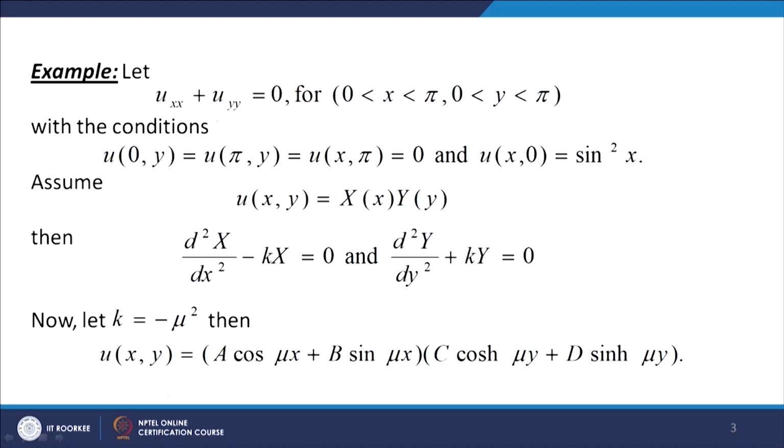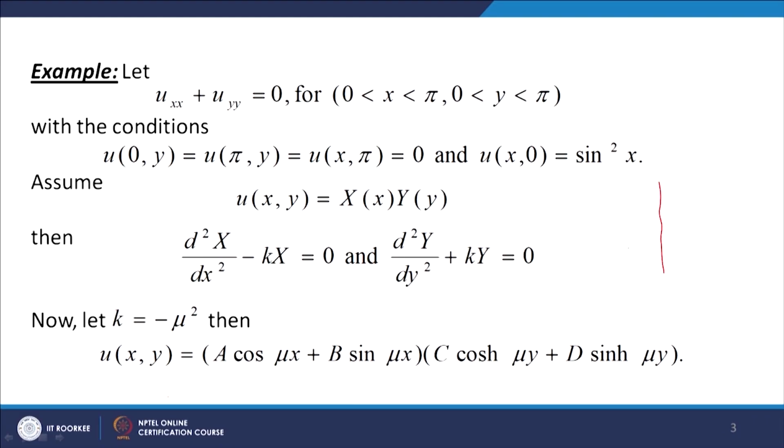And now let us consider the Laplace equation in two dimensions, u_xx plus u_yy equal to 0 for 0 less than x less than pi, 0 less than y less than pi, with the boundary conditions u(0,y) equal to u(pi,y) equal to u(x,pi) equal to 0 and u(x,0) equal to sin square x.